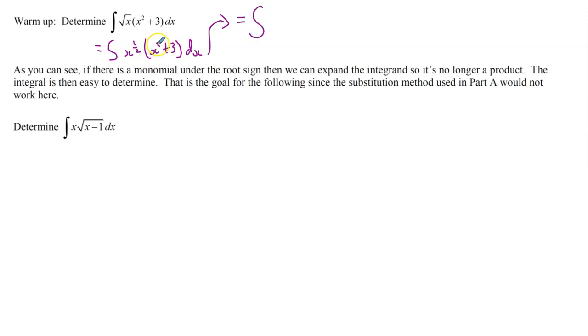And multiply this through. So the 2 here is 4 halves, right? So we add, so this is 4 halves. So this will be plus 1 half, right? So it'll be x to the 5 halves plus 3x to the 1 half dx. And then really all we need to do is take each of these guys. Right, so what do we do? We add 1 to that. So that's going to become 7 halves. X to the 7 halves.